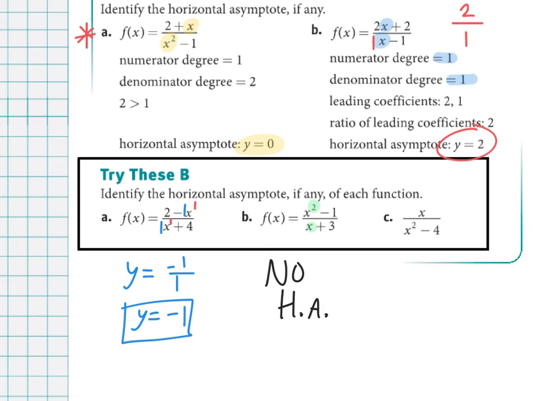And the last case, numerator is x to the first, denominator is x squared. When the denominator is bigger, it automatically always goes to 0. So that's the rule on those. Again, that's just a little recap of what we saw before.